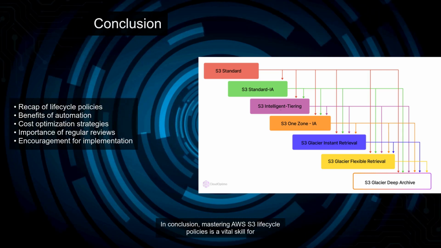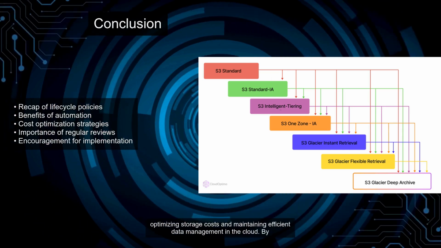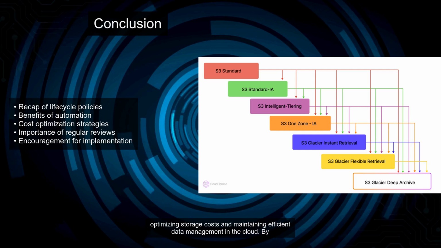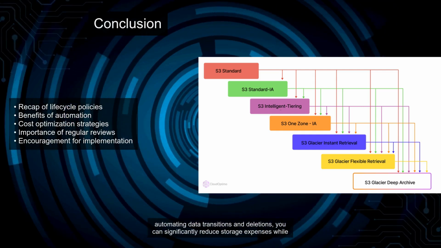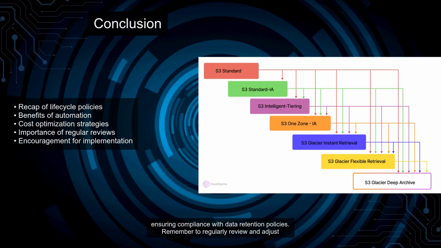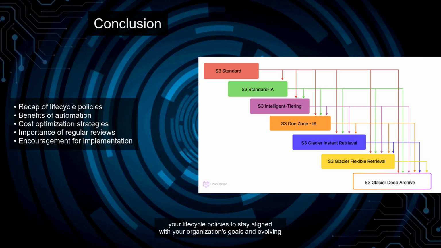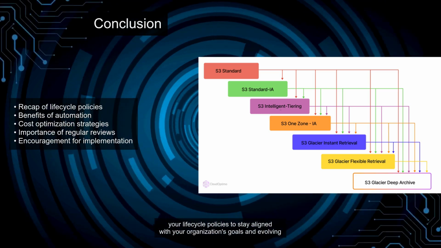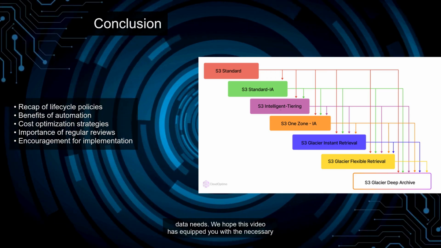In conclusion, mastering AWS S3 lifecycle policies is a vital skill for optimizing storage costs and maintaining efficient data management in the cloud. By automating data transitions and deletions, you can significantly reduce storage expenses while ensuring compliance with data retention policies. Remember to regularly review and adjust your lifecycle policies to stay aligned with your organization's goals and evolving data needs.